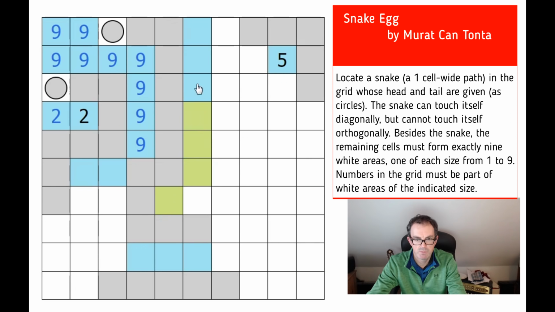One, two, three, four, five, six, seven, eight. That could still be size 8. What should we do now? Well, these two squares must be blue because they are orthogonally connected to snake. One, two, three, four, five, six, seven. So this could still be a blue square if this was of size 8.